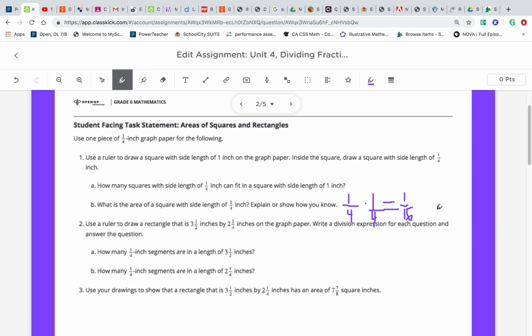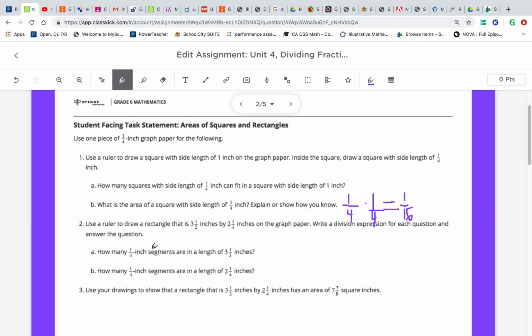All right, next one says to use a ruler to draw a rectangle that is 3.5 inches by 2 1/4 inches on graph paper, and write a division expression for each question and answer the question. If you've done the drawing correctly, you're going to be able to figure out how many segments there are in this here. But we want to be able to write the division expression. We just need to understand what's happening here.